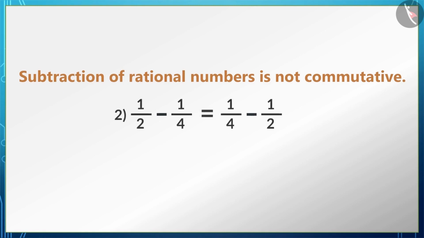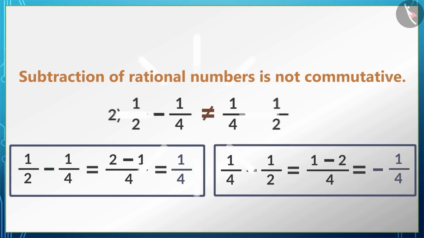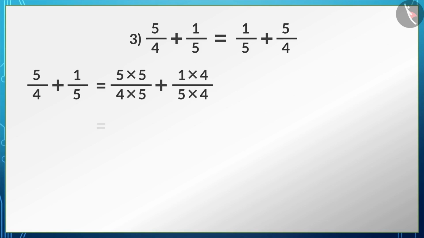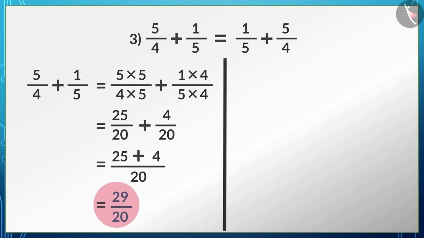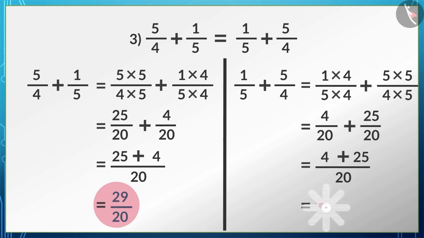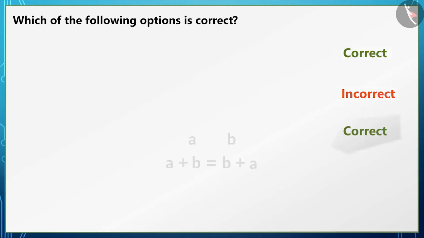We can see here the answer on the LHS is 1 by 4. And the answer on RHS is minus 1 by 4. But sir, the third option is correct. The answer on LHS is 29 by 20. And the answer on RHS is also 29 by 20. This is because the sum of rational numbers is commutative.